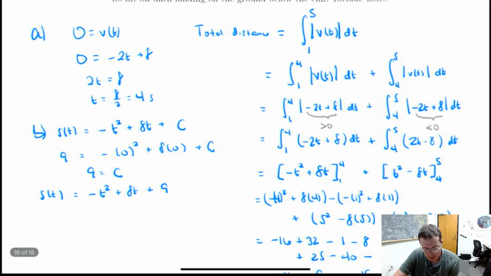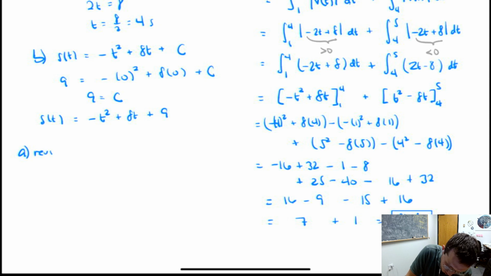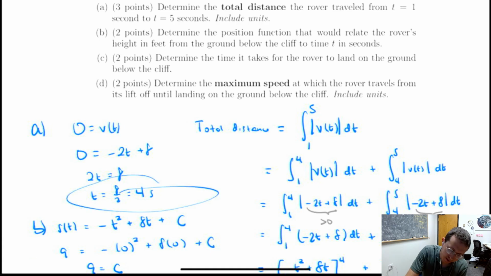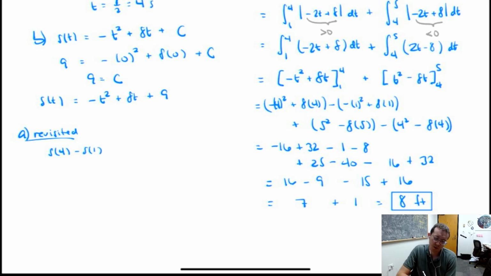And the reason that this makes part A a lot easier is you still need to find when the velocity is 0, but then you just think, how far did the rover travel between times 1 and 4? And subtracting those positions might give me something positive, it might give me something negative. So I'm going to make sure it's positive by taking absolute values.